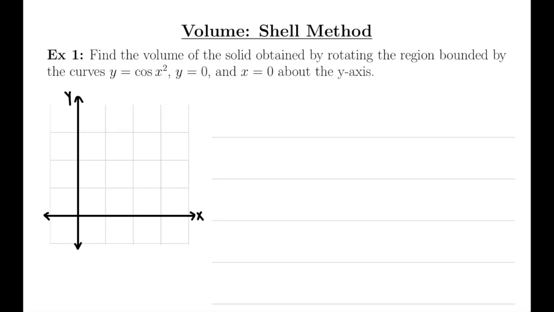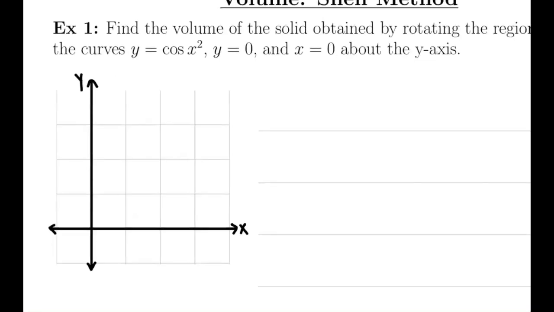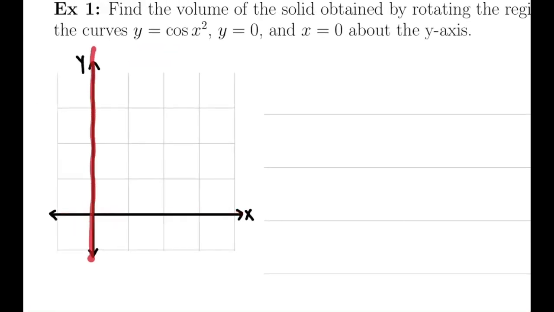Anyway, we're talking about shell methods. So, what's the first thing we should do for these volume type problems? Draw a graph. Yeah. So, let's graph y equals cosine of x squared. And we're only graphing in the first quadrant because it's bounded by x equals 0, which is the y-axis, and y equals 0, which is the x-axis. We're only looking at the first quadrant.